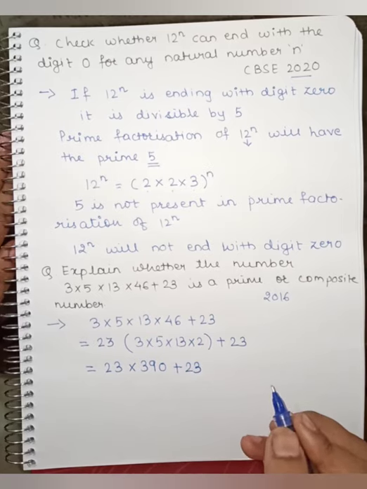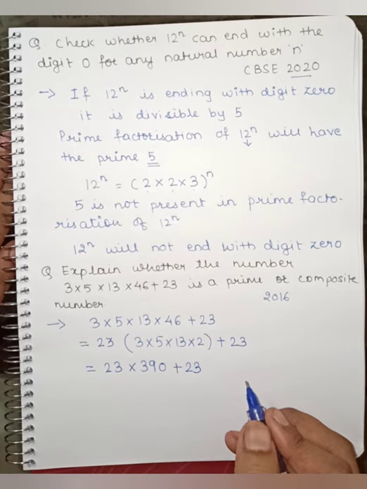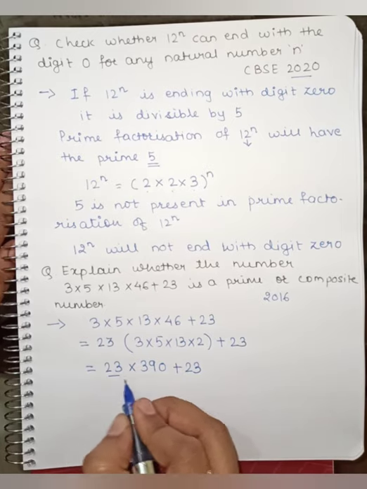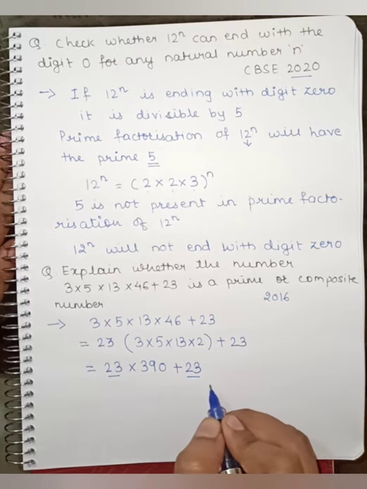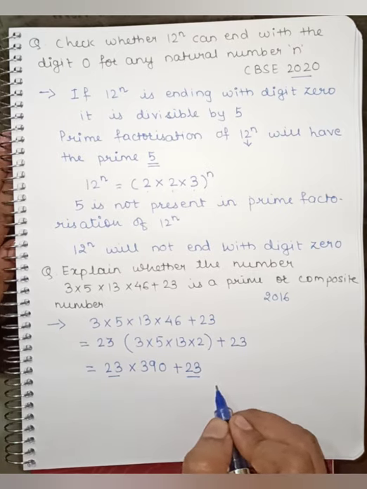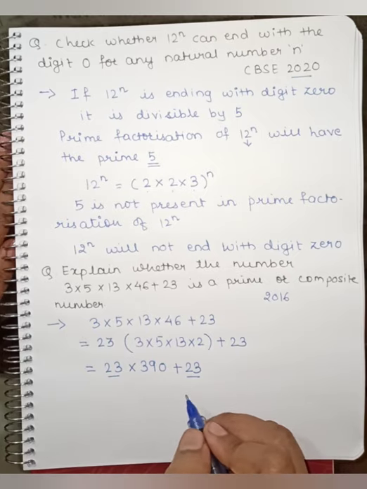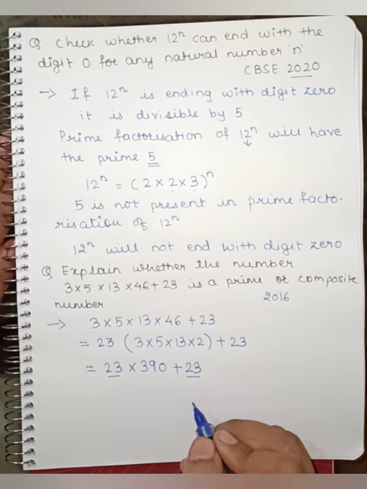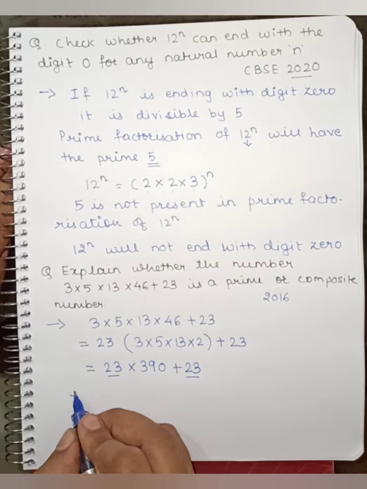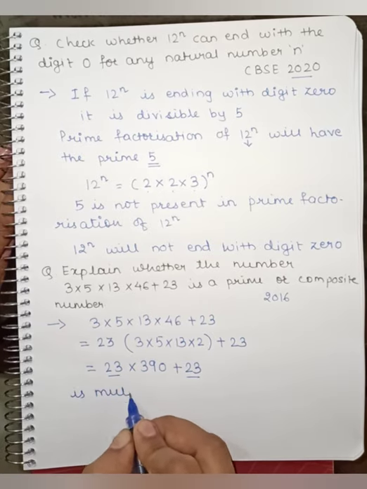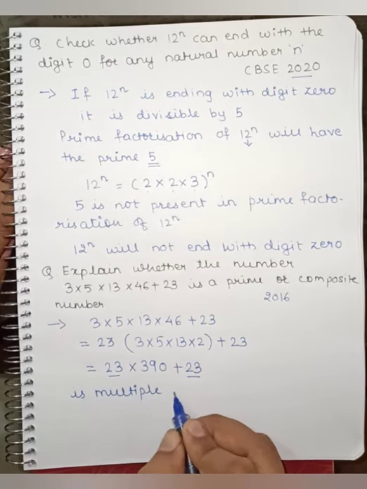Okay, so now as I have told you, if the number is having any common factor, we could call it a composite number. As you can see, the number 23 is present in both the terms. It means if I try to divide this whole number by 23, it will be completely divisible, meaning 23 is a common factor present in the number, and hence we can say the given number is a multiple of 23, isn't it?